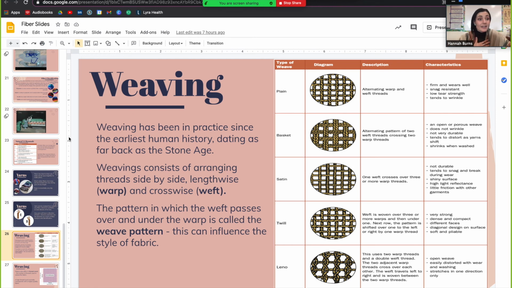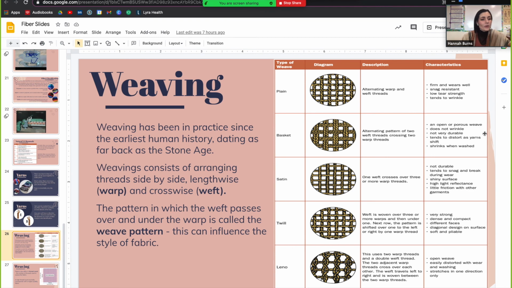One thing I didn't know until learning about this before presenting it to you guys is that satin, as an example, is a type of weave pattern. It doesn't actually have to do with the type of fabric that's used. So looking at some of these different types of weaves, there's plain, which is just alternating warp and weft, and it tends to be firm, it wears well, it's snag resistant, it has low tear strength, and it tends to wrinkle. Basket weaving is alternating of 2 weft crossing 2 warps.